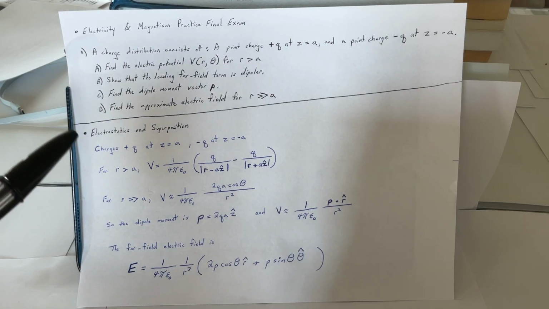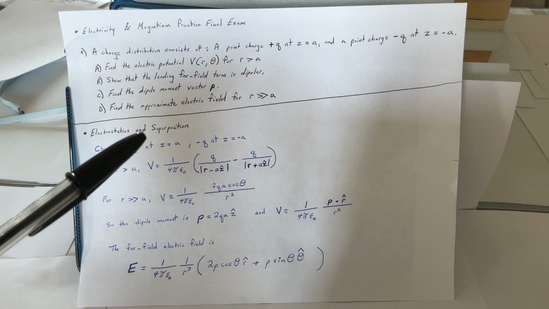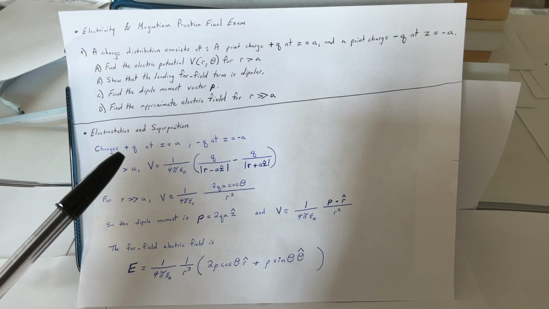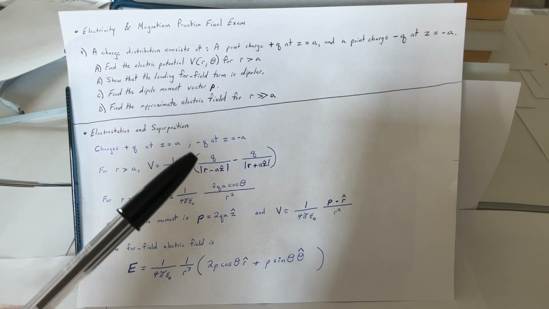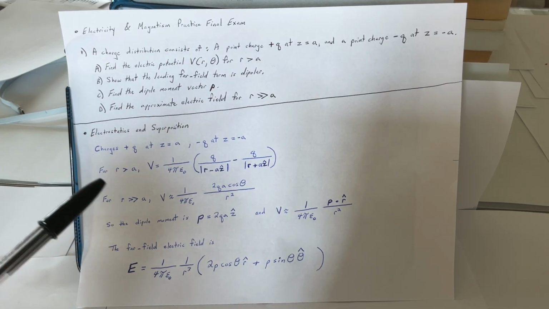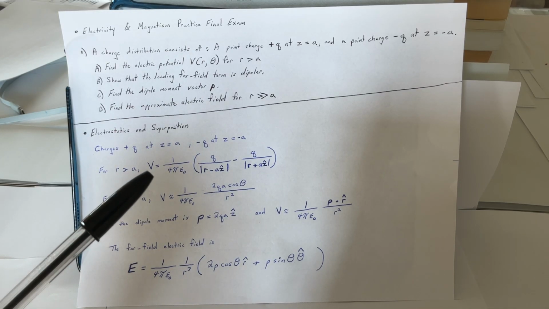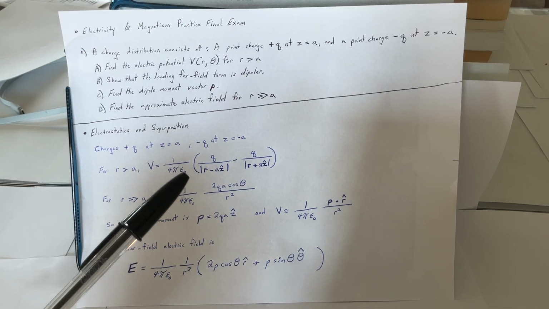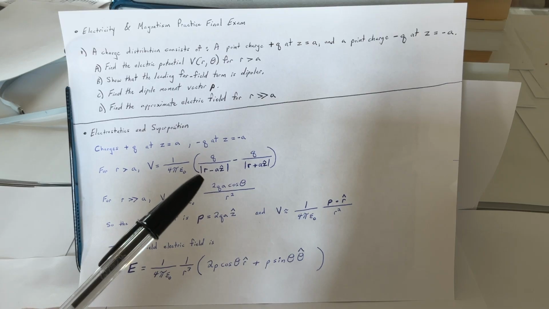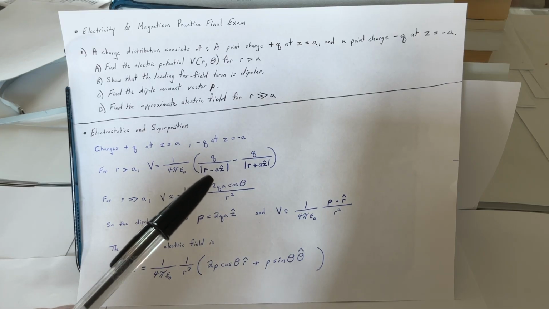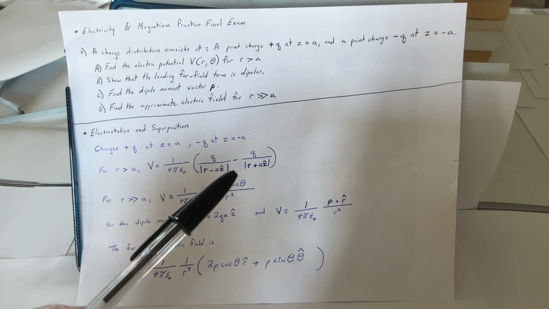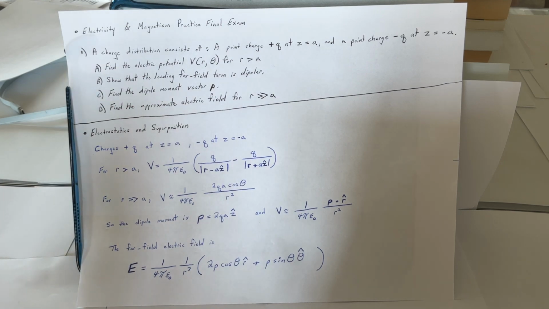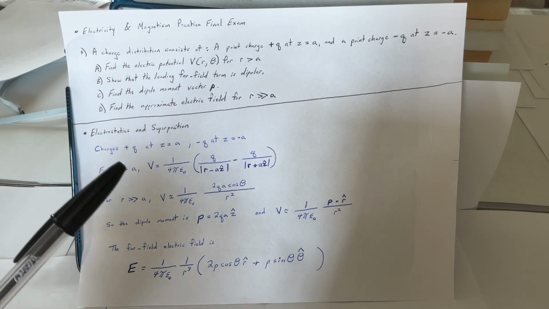So let's begin. Electrostatics and superposition problem. So charges plus Q at z equals a, negative Q at z equals negative a. For r greater than a, V is going to equal 1 over 4 pi epsilon naught times the quantity Q over the magnitude of the difference between r and a z-hat, minus Q over the magnitude of the sum of r and a z-hat.